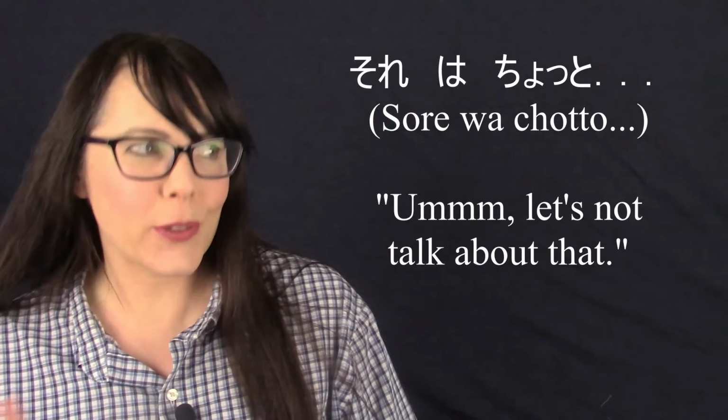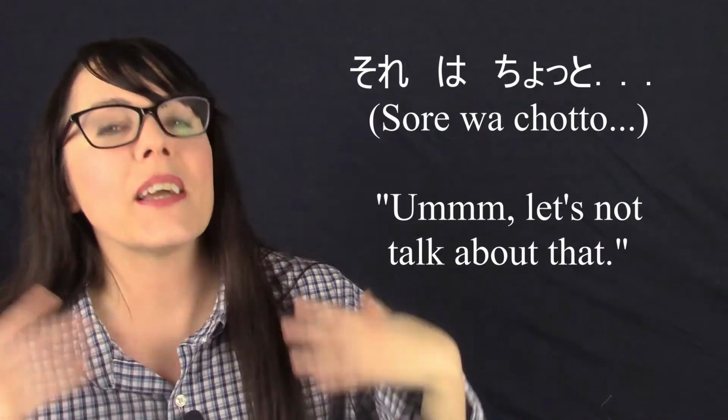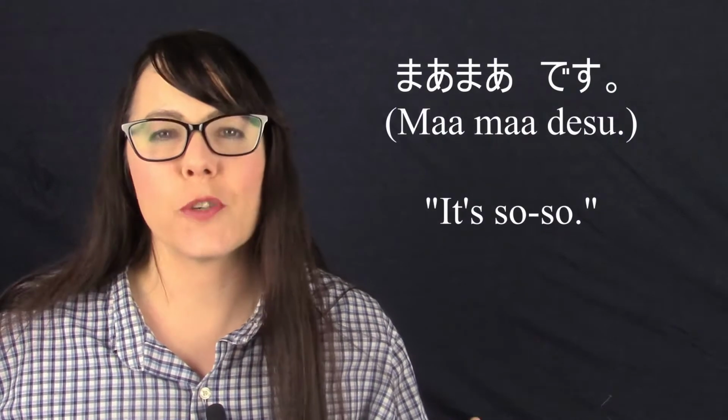Then the very Japanese culture-y part, if you're answering a question and it's kind of an uncomfortable question to answer, like if somebody asks you, how's your relationship with your father? The appropriate response wouldn't be like, oh, we have a very toxic relationship and he always lectures me about how I don't have the right job or whatever. Like, no, you wouldn't say that, especially with people you don't know very well. So in that case, you would be polite and vague. You would say, sore wa chotto. So that means, that's a little bit difficult for me to answer or talk about. Another useful expression is maa maa desu, which means so-so.